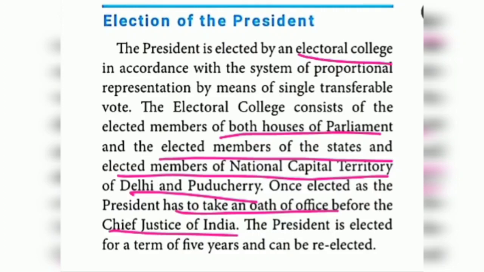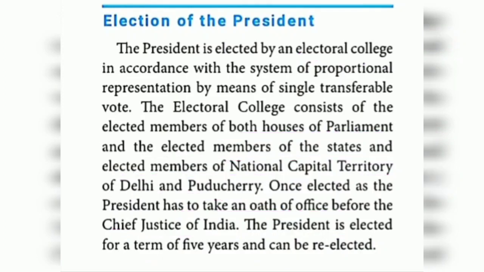Oath, in the sense, what is the meaning? Pledge. Yes, the president is elected for a term of 5 years and can be re-elected. Re-elected means that for the next 5 years also he can continue as a president. So this para is about the election of the president. Who is electing the president? Electoral college members only.